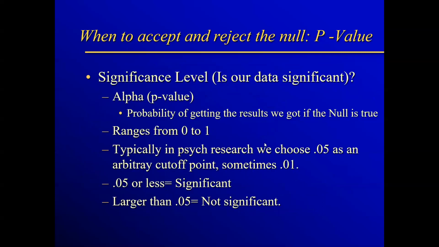So when do we accept and when do we reject the null? That should be the next question, right? If we're testing the null, well, when do we accept it and when do we reject it? And this is the idea of something called significance level. So is our data significant?